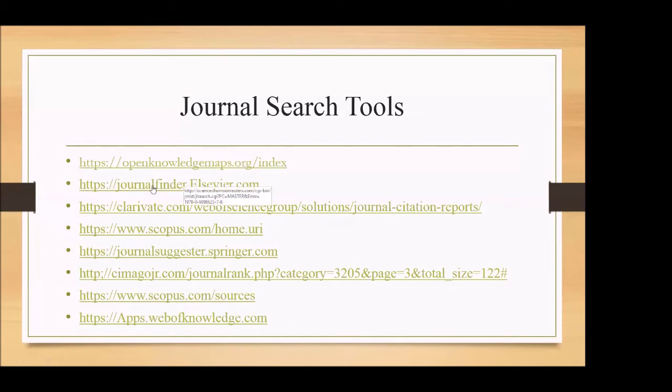For example, here, Journal Finder, Elsevier. Elsevier is actually for Scopus. We have something called Scopus. We have something called ISI. ISI is referring to International Scientific Indexing. It represents the quality of the journal.